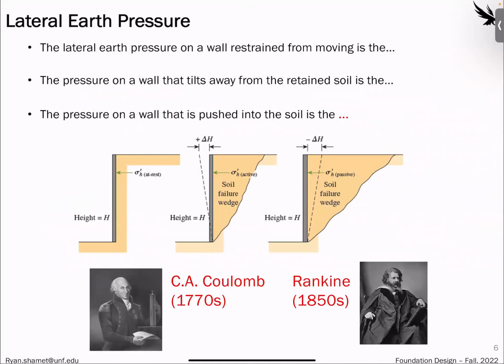So the lateral earth pressure, first of all, there are 3 different behaviors. And there are 2 theories, so 2 ways of estimating these different behaviors. There are lots more out there, but the most important ones, the ones that are used the most in the US, are these 2. The 2 techniques that we use are the Coulomb method and then the Rankine method.